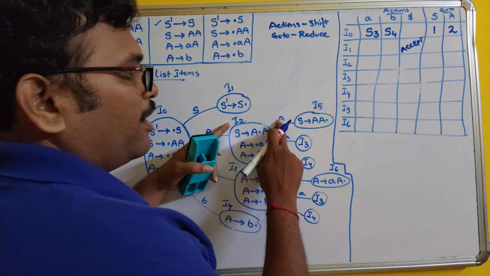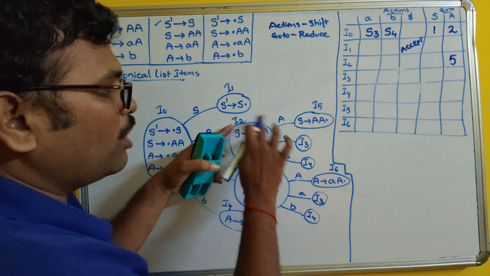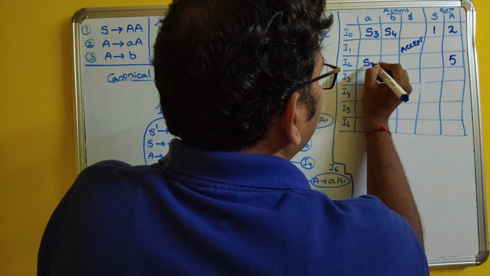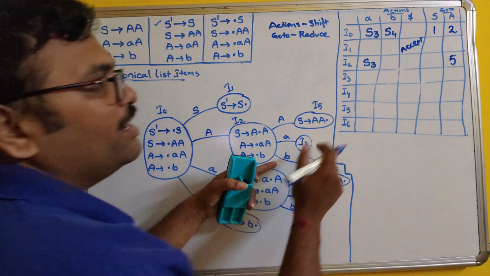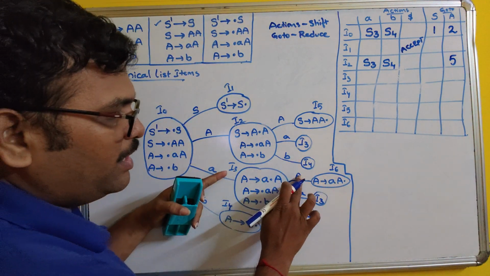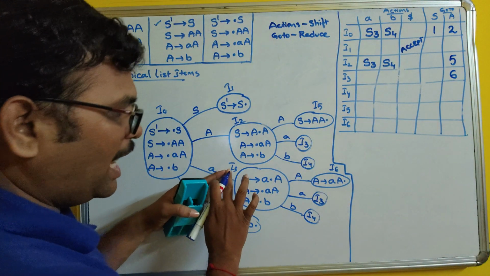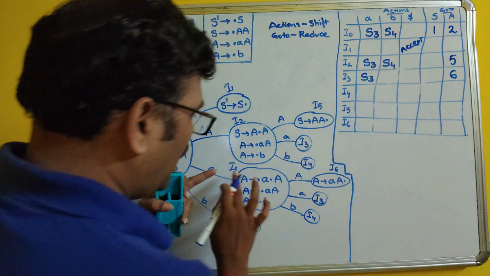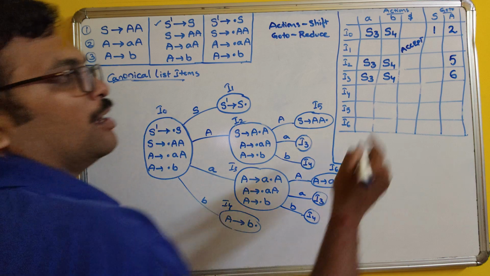And I2 on A goes to 5. I2 on small a goes to I3. That means S3. If it is actions, give the shift. I2 on b goes to I4, so S4. Next, I3 on capital A goes to 6. I3 on small a goes to 3, again S3. I3 on small b goes to 4, S4.